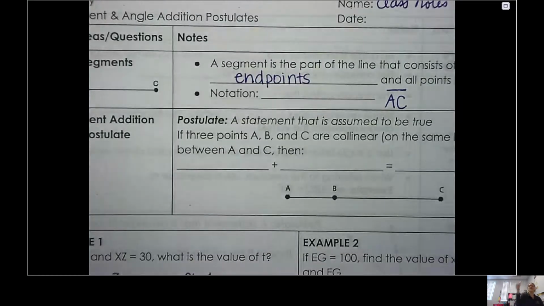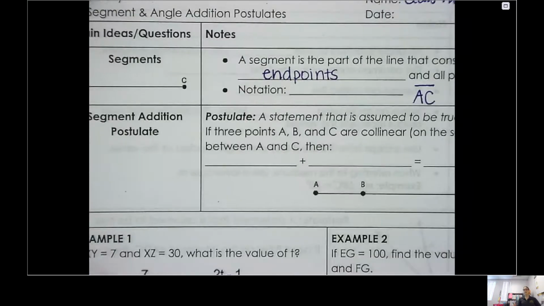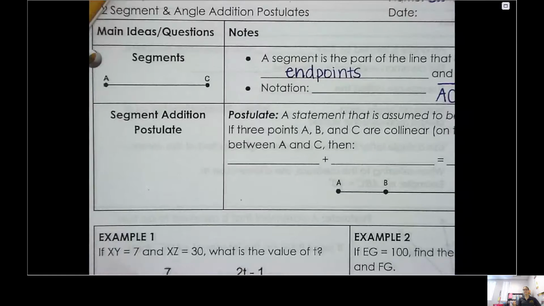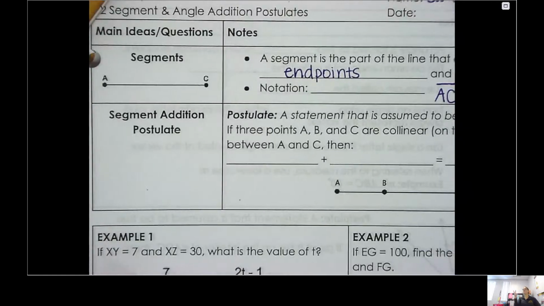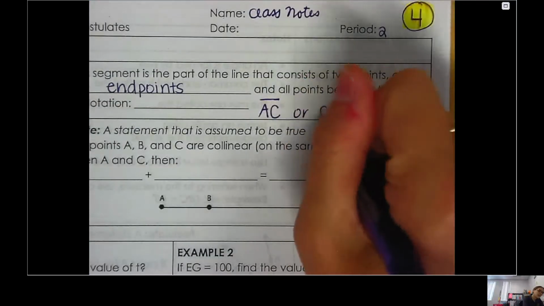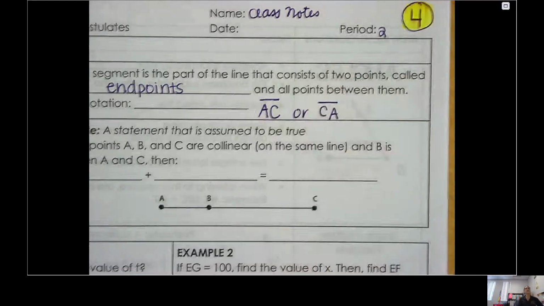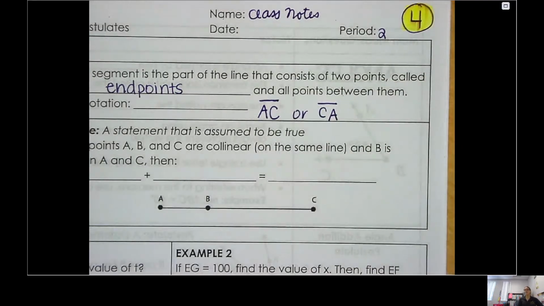And if you don't call it segment AC, what's another way I could call that same segment? Look at it. CA. Yeah, I can just flip-flop them. So AC or CA is fine. But again, you have to have the line above it to show that it's a segment, and that's important, because it shows the difference between a segment and a line.